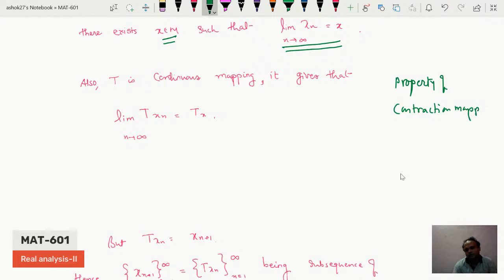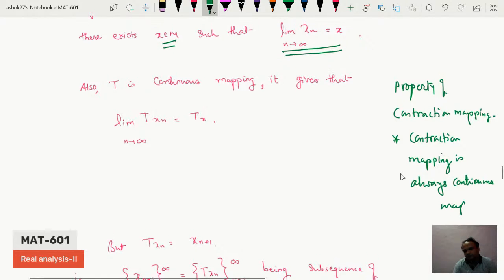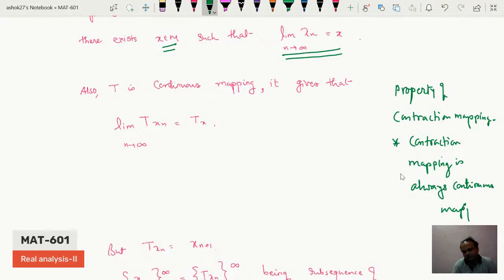So it is that, see, contraction mapping is always continuous mapping. So contraction mapping is always continuous. So using this property, naturally T is contraction, therefore it is continuous, and it is continuous on M.